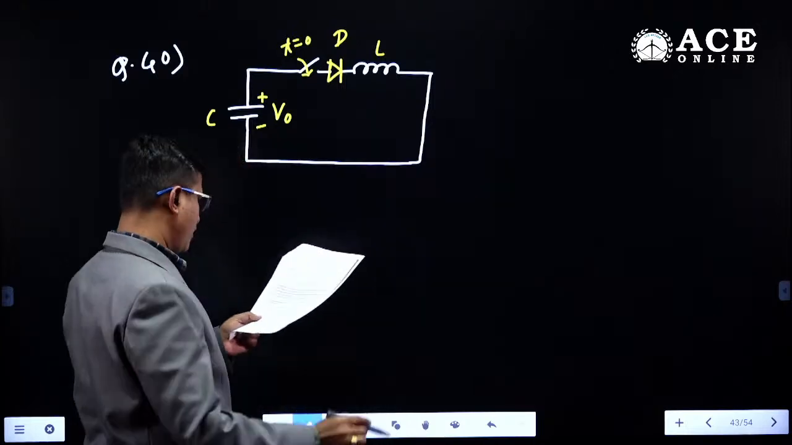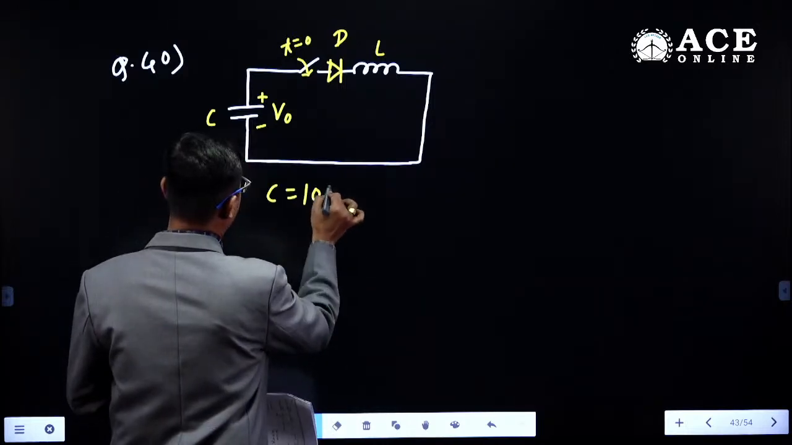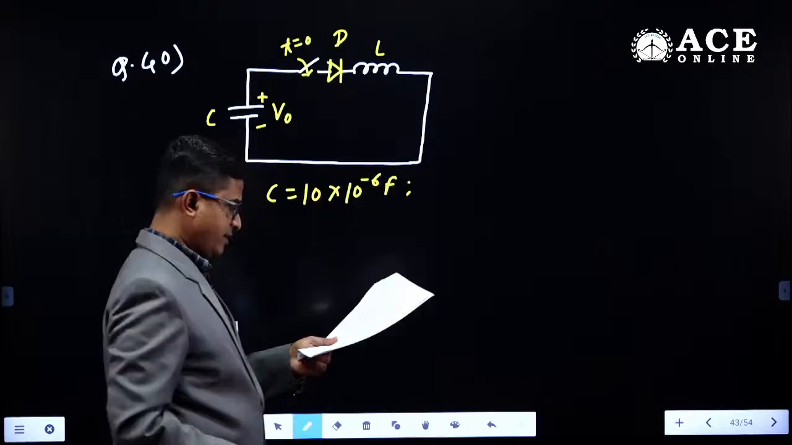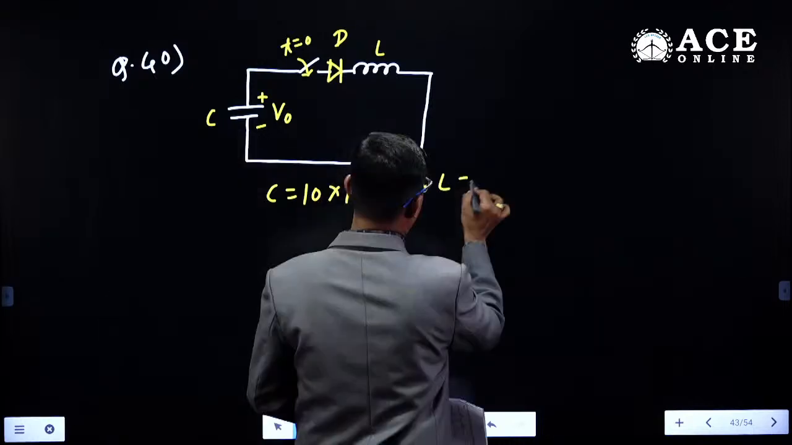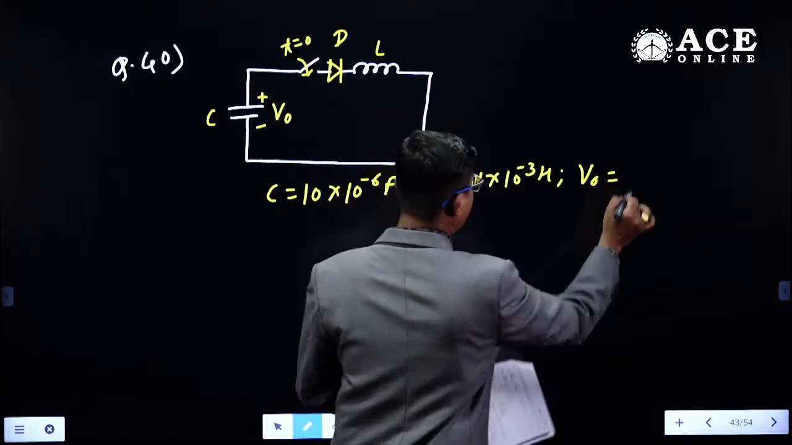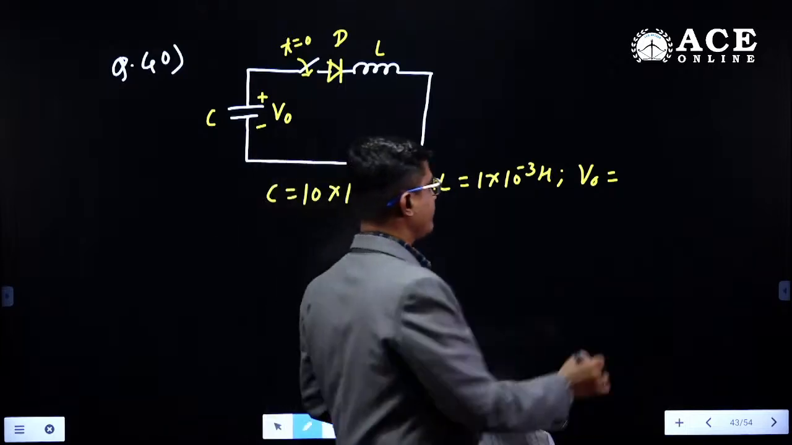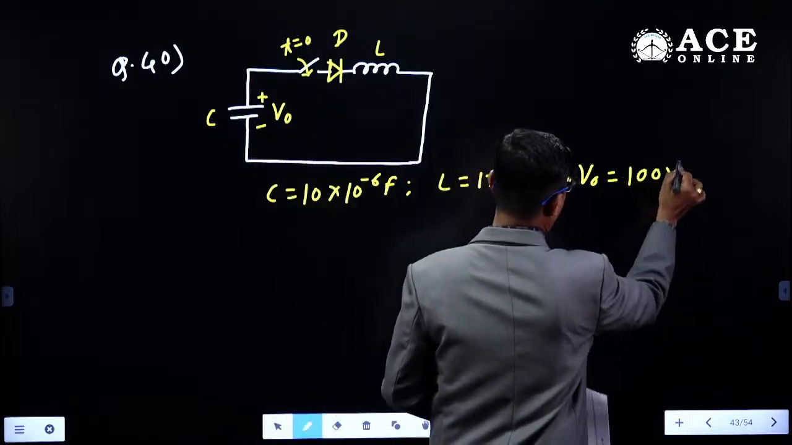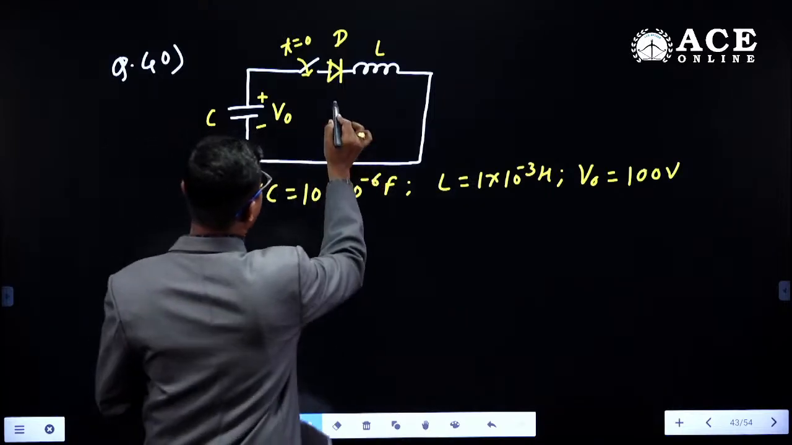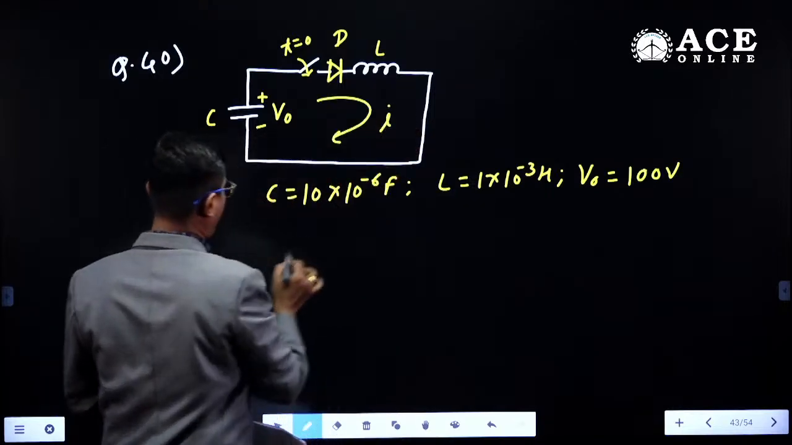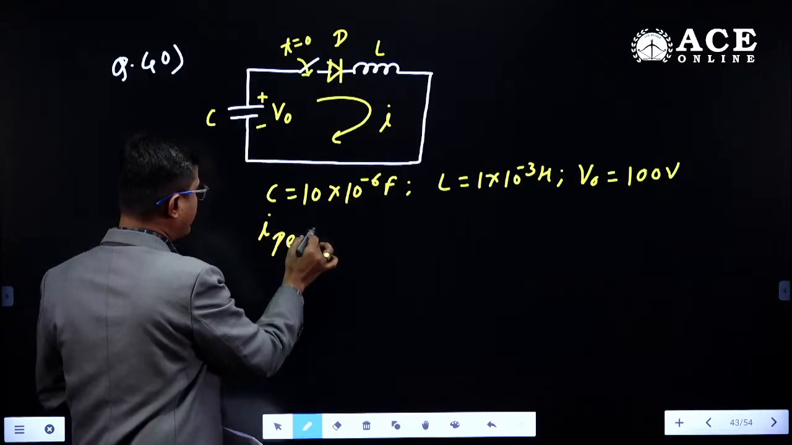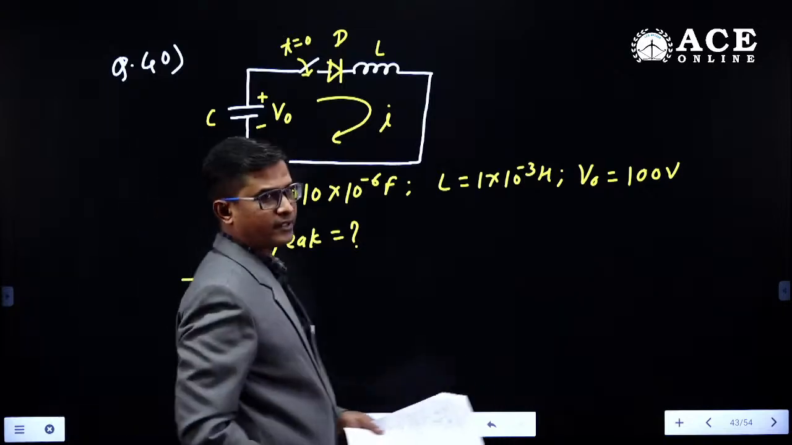They have given the value of C is equal to 10 microfarad, L is equal to 1 millihenry. Initial voltage across the capacitor is 100 volt. And our task is to find the peak current through the diode. Let me consider this current in the circuit as I. So they are asking about I peak.